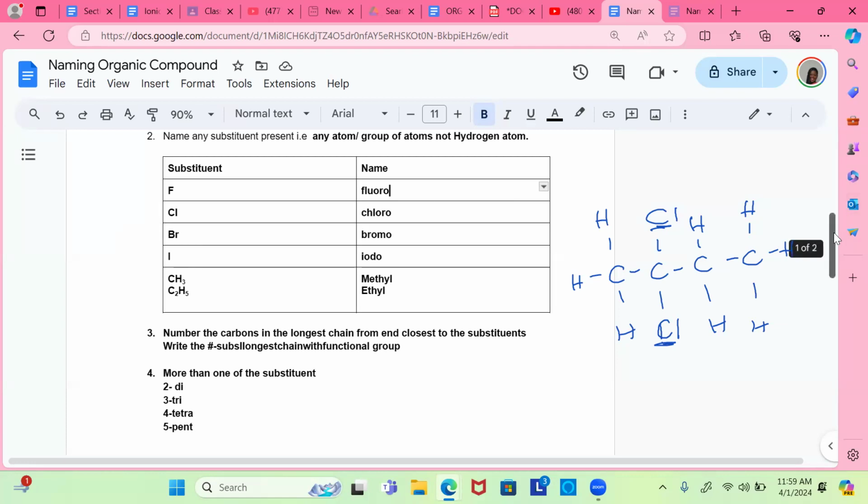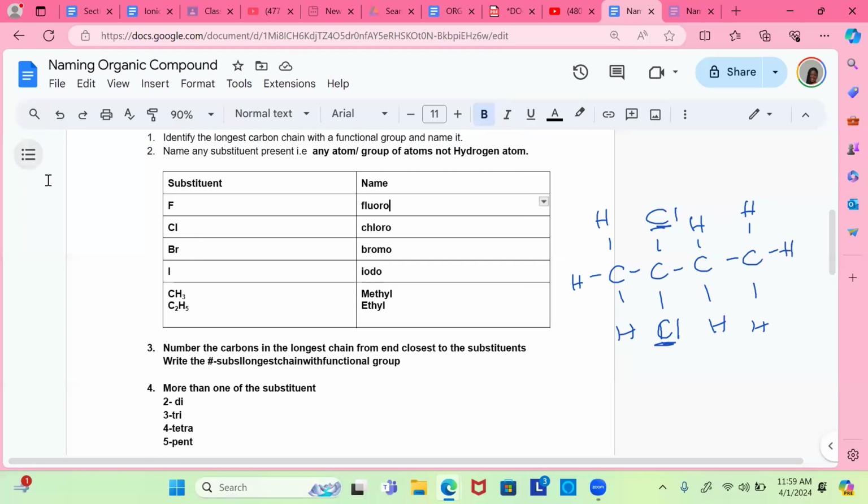Here, how many carbons do I have? 4. So the name of this would be butane. Am I seeing any substituents? Yes, miss. It is chloro. How many of them? 2. So it's dichlorobutane. Dichloro.